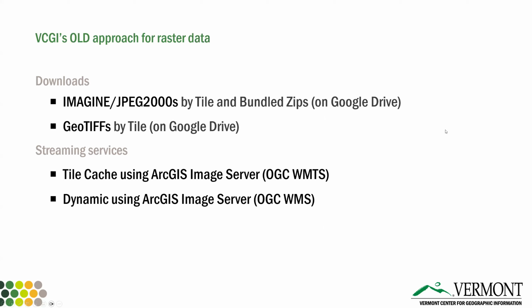So our old approach for this information was to serve downloads. We've got Imagine and JPEG 2000s and GeoTIFFs by tile served up on Google Drive, as well as bundled zips of the whole acquisition or different extents. Those downloads can be gigantic though. When it comes to streaming, we've got the tile cache. We use ArcGIS Image Server and the OGC compliant WMTS and WMS for dynamic. And that's how we've been meeting these user needs.